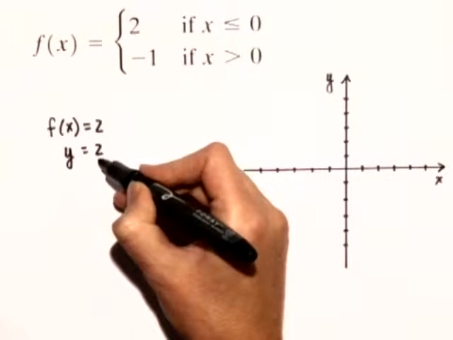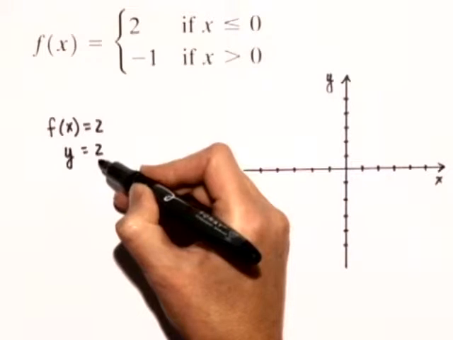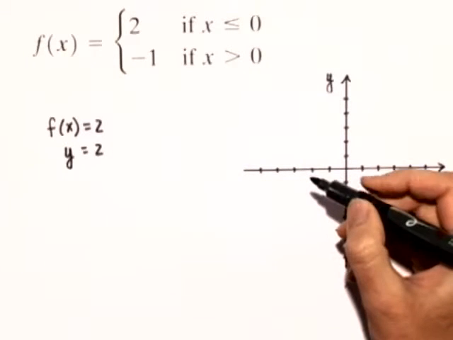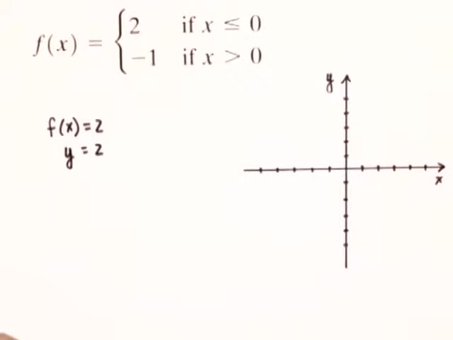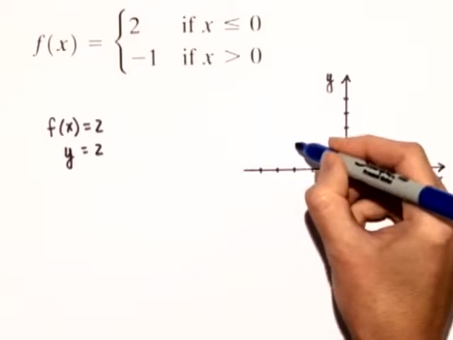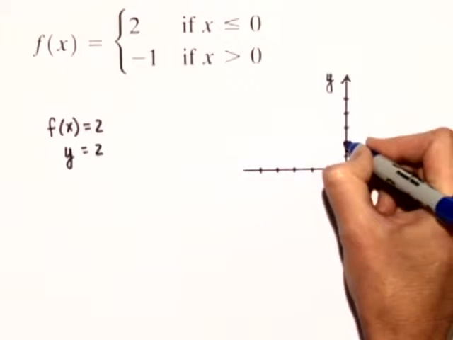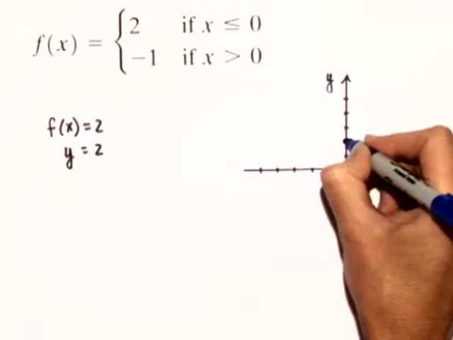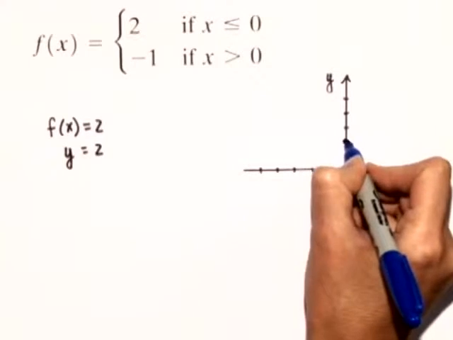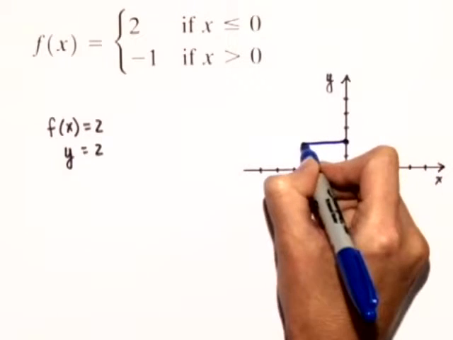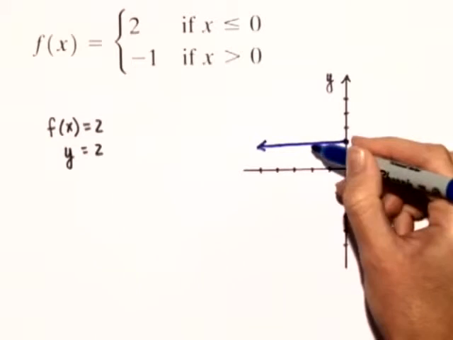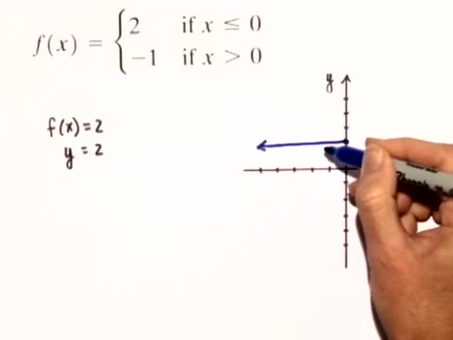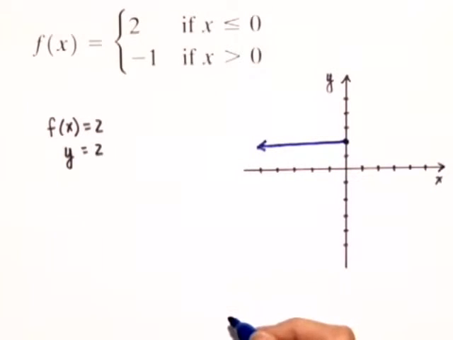So y is equal to 2 anytime that x is 0 or less than 0. Remember, y equals 2 really is just a horizontal line passing through the y-axis at 2. But we want to stop when we get to the y-axis because that is our limitation on the interval. So this is the graph of f of x equals 2 whenever x is less than or equal to 0.